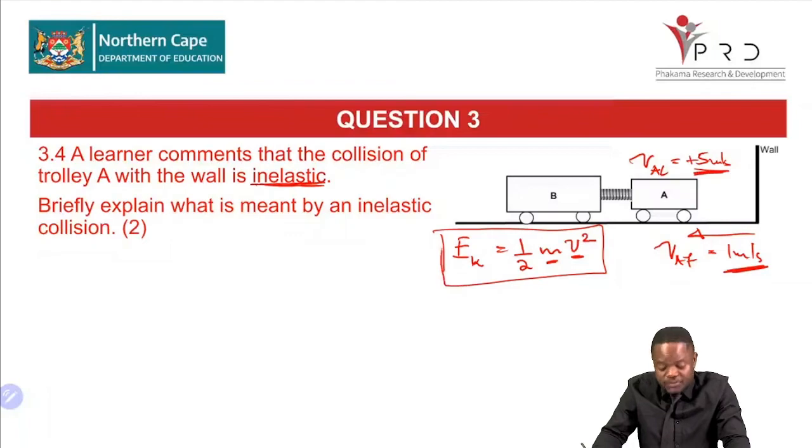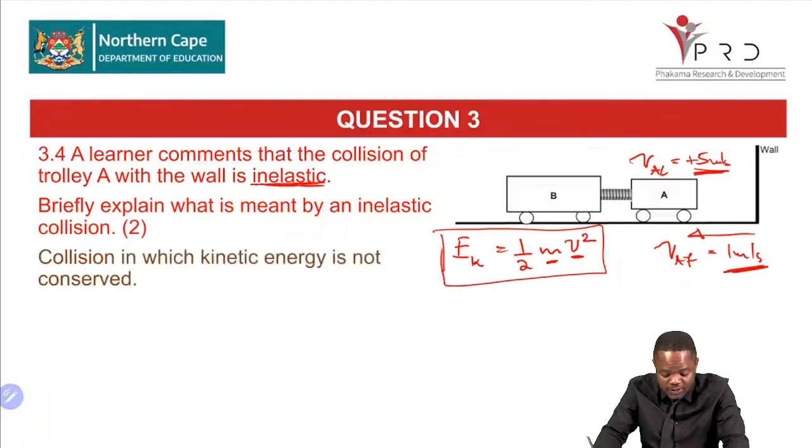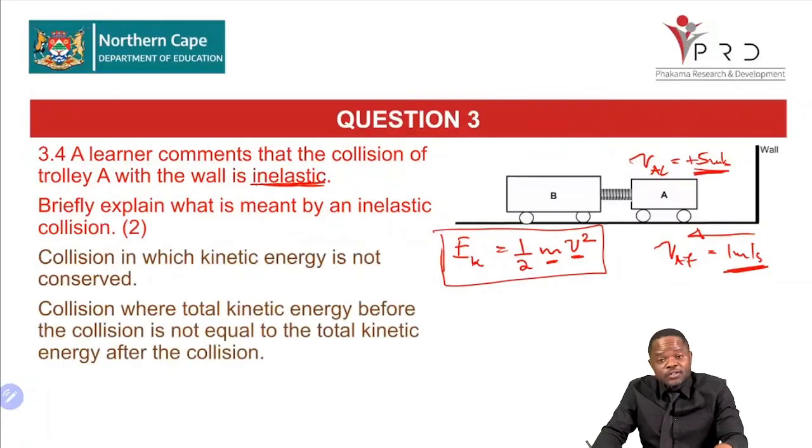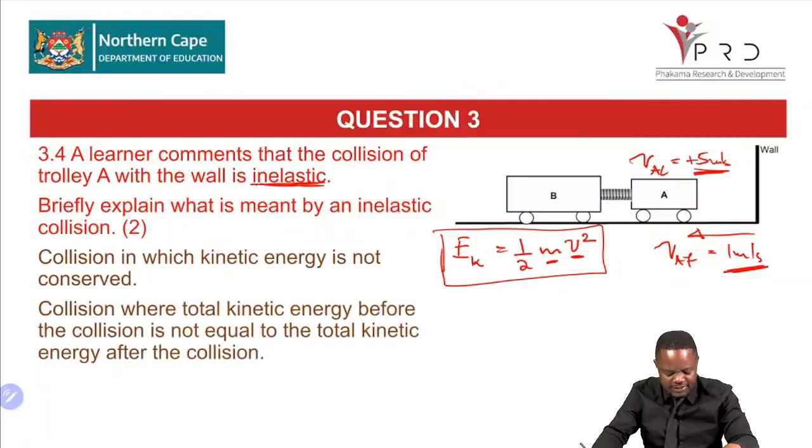Are you following, grade 12? So we're saying an inelastic collision is a collision where our kinetic energy is not conserved. Are we following? Right. So the total kinetic energy before the collision is different from the total kinetic energy after the collision. Is it making sense? Right. I hope you were able to get that, and then you get your two marks there.